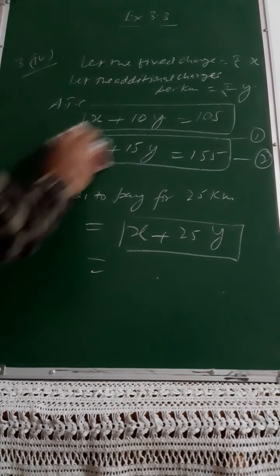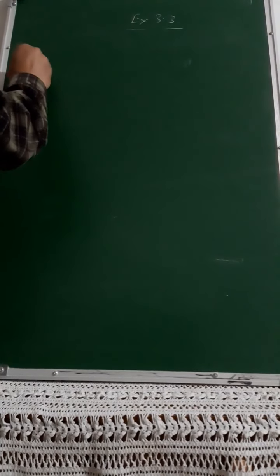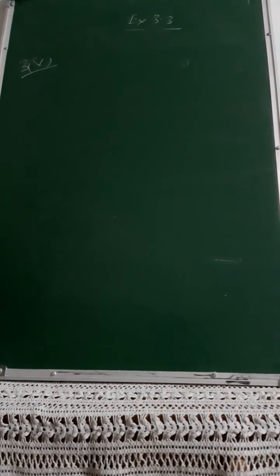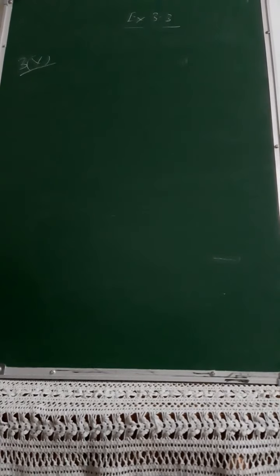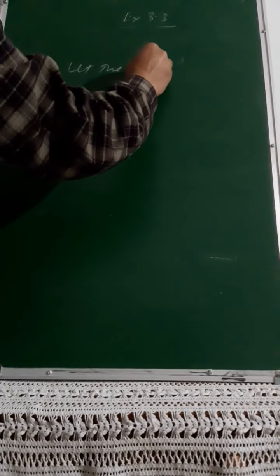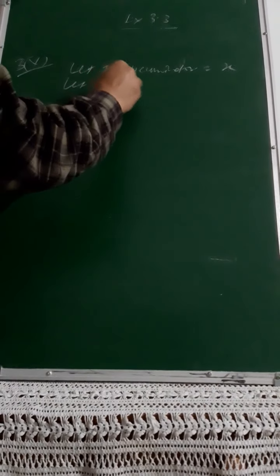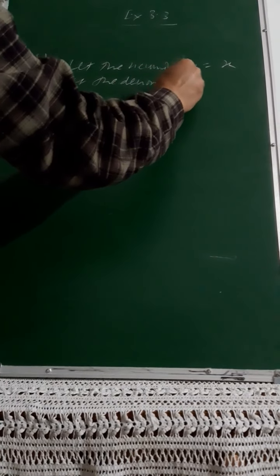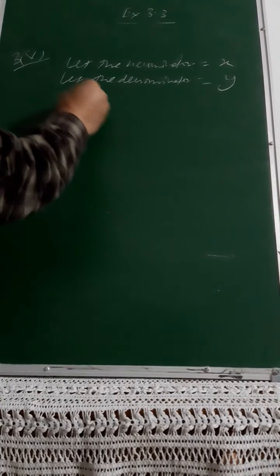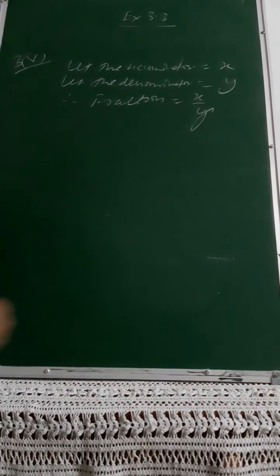Then let us go to part number 5 of question number 3. So the fifth part is: a fraction becomes 9 upon 11 if 2 is added to both numerator and denominator. Again, now let the numerator be equal to X and let the denominator be equal to Y. So therefore what is the fraction? Your actual fraction will be X upon Y.